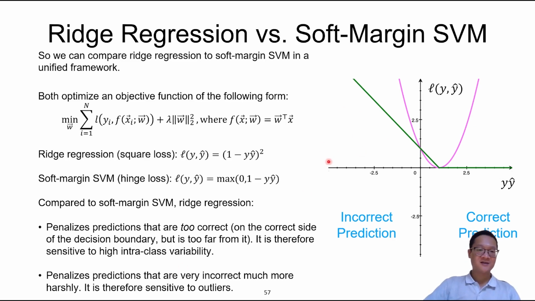On the incorrect side, the square loss penalizes predictions that are too incorrect much more harshly because it's squared, right? So it's also sensitive to outliers.